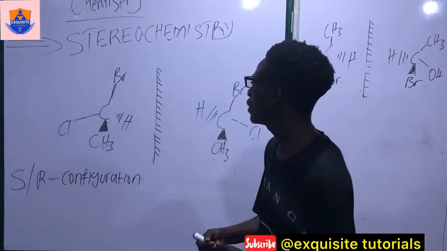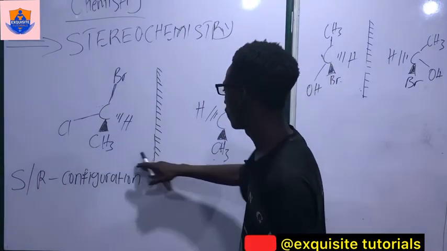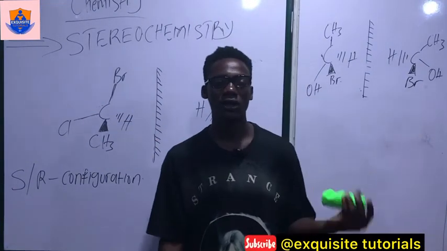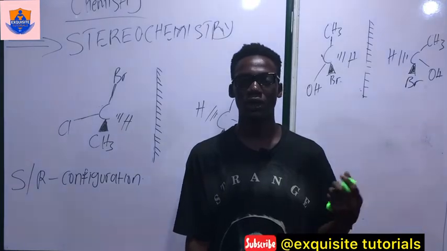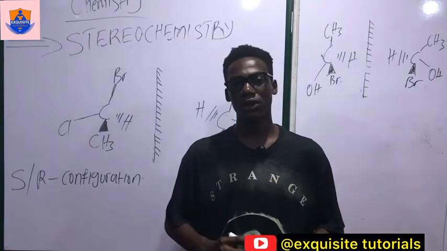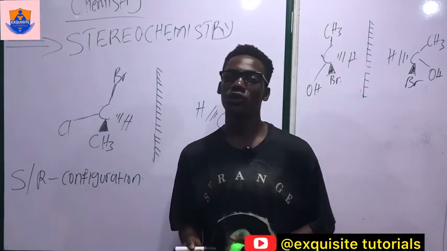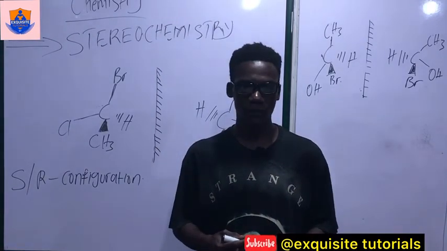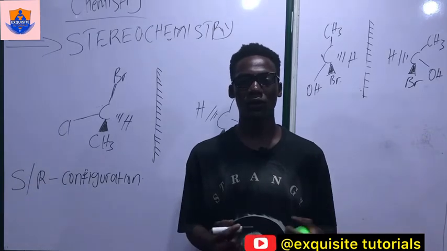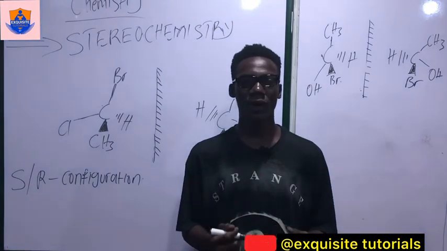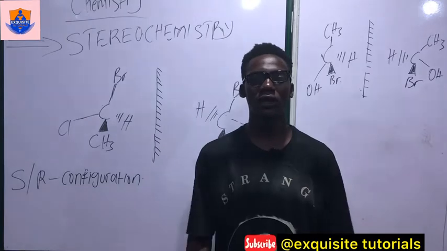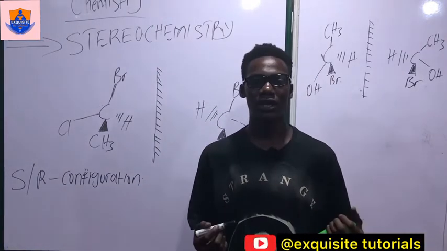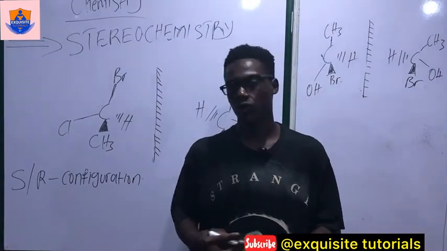Okay, so now let's talk about this structure. First of all, we have two types of stereoisomers. They are the enantiomers and the diastereomers. Now, what are diastereomers? Diastereomers are compounds that are non-mirror images of each other, and they are also non-superimposable. So now, once a compound is superimposable, it is non-chiral. So all diastereomers are non-chiral carbons.